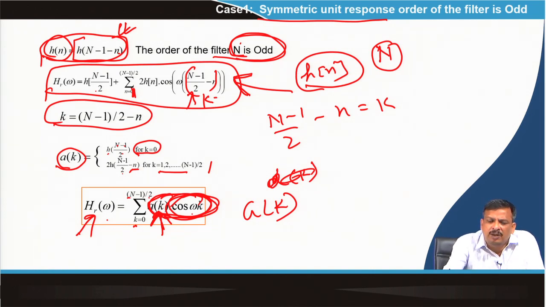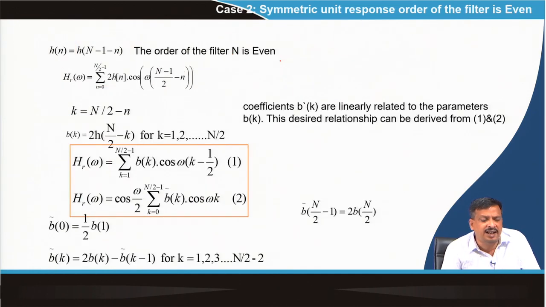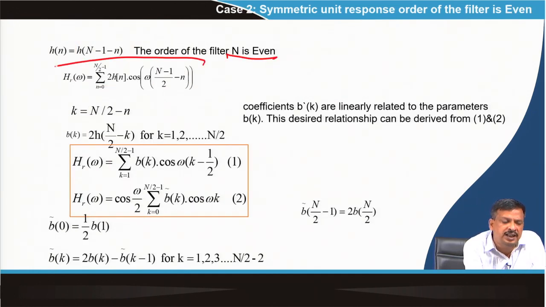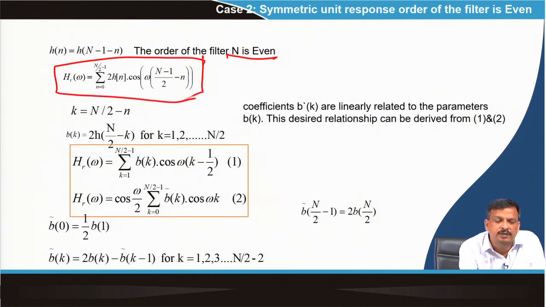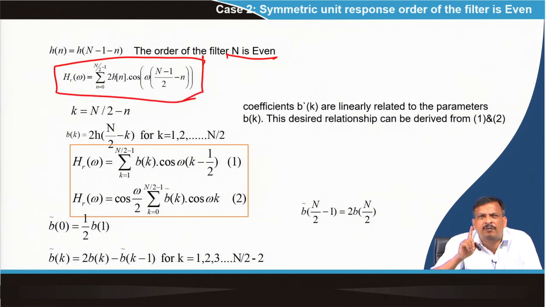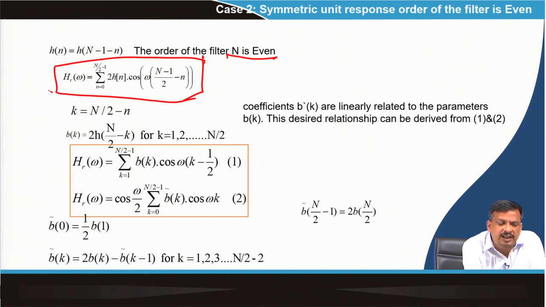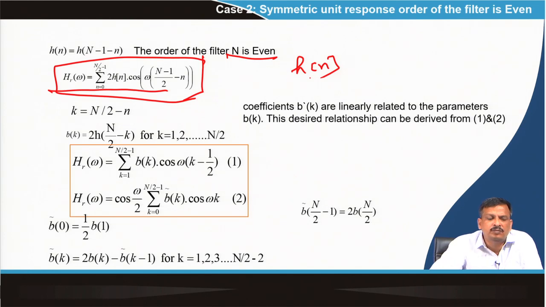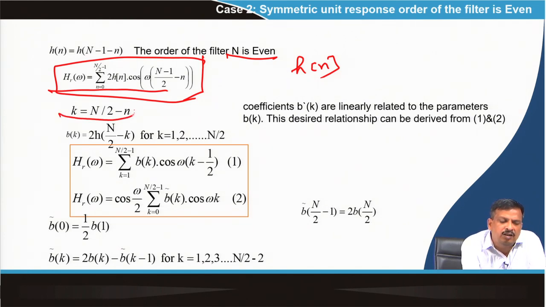So, this is for the symmetric condition when n is odd. Now let us say the same thing when n is even. We have already derived this in my first lecture of the 8th week, or maybe the second lecture, on the linear phase requirement. So, this is my frequency response if h(n) is my impulse response. Again I set k equal to n/2 minus n.